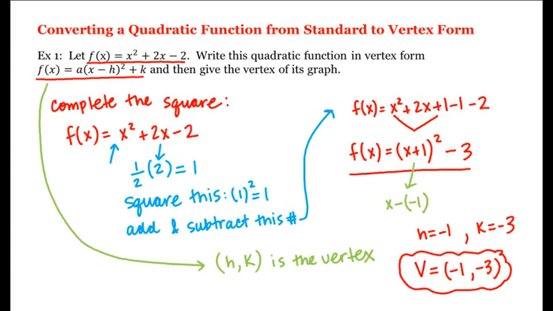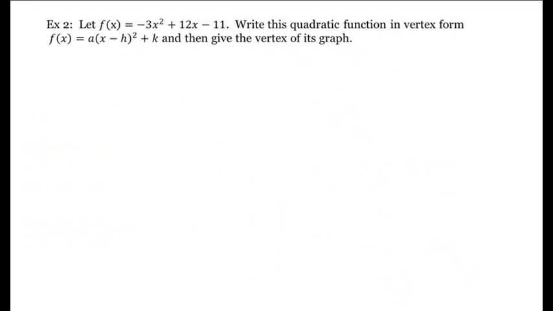Let's see another example. Let f of x equal negative 3x squared plus 12x minus 11. Again, we're going to convert this to vertex form and then give the vertex of its graph. Again, we'll begin in the same way by completing the square.